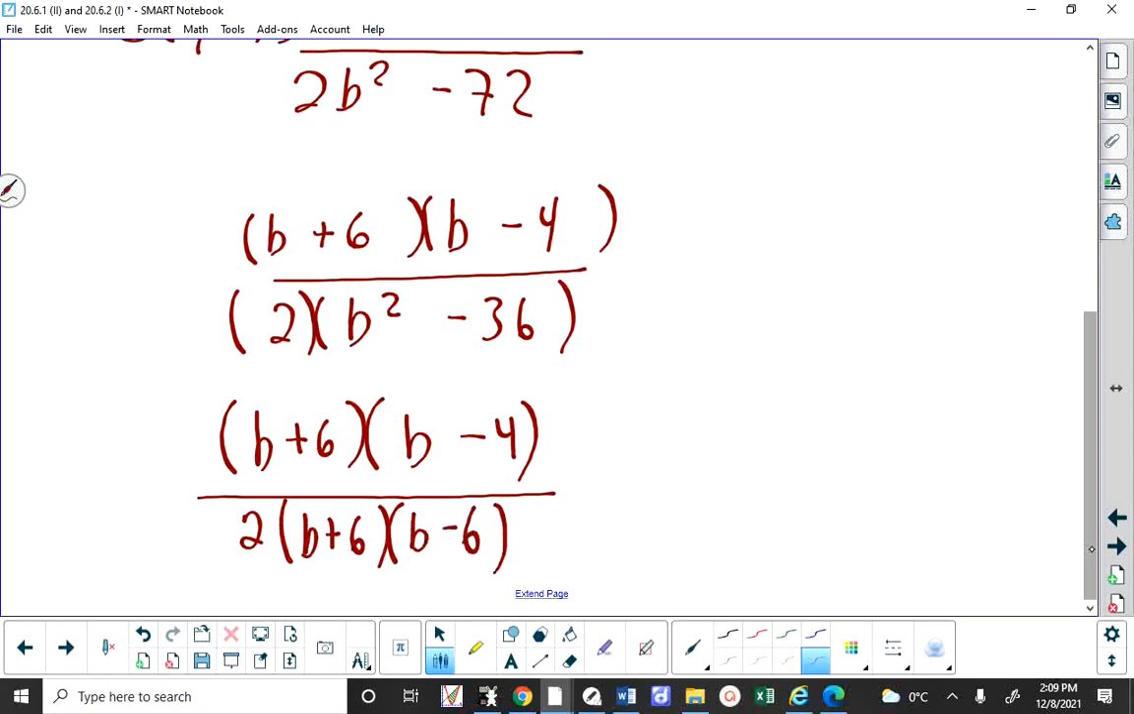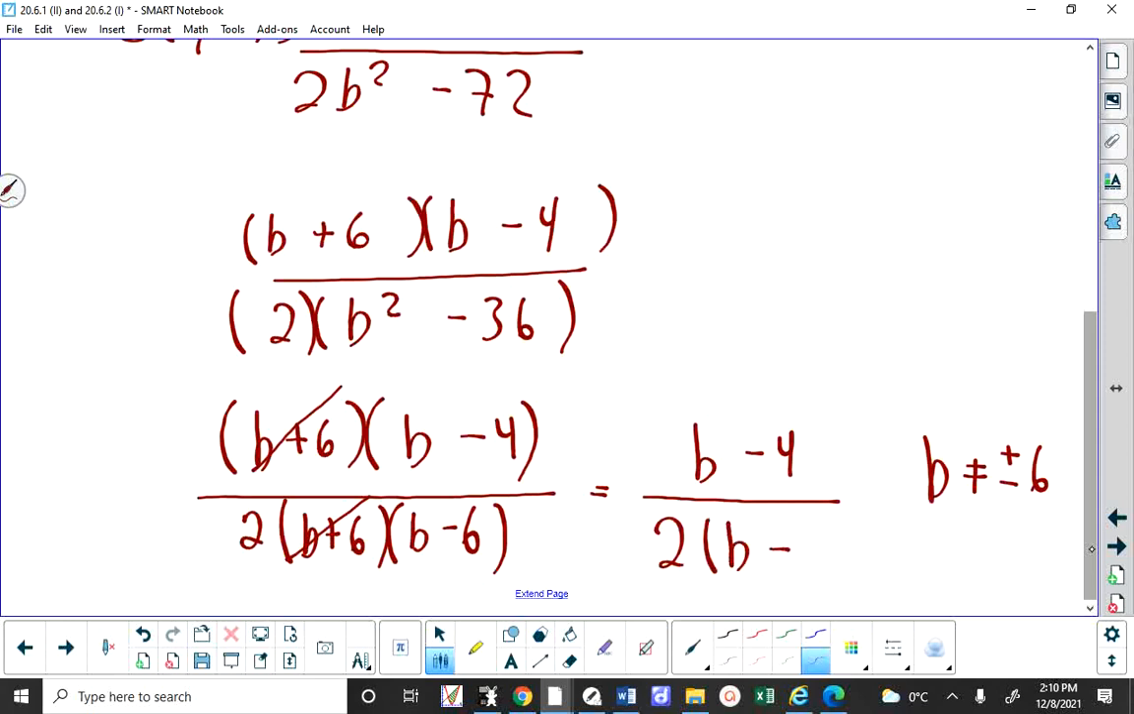Before we cancel, it might not be a bad idea to write your non-permissible values. Since you have b plus 6 in the denominator, b can't equal negative 6. You also have b minus 6 in the denominator, so b can't equal positive 6. But in the end, the b plus 6's cancel, and we're left with, for an answer, b minus 4 over 2 times b minus 6.